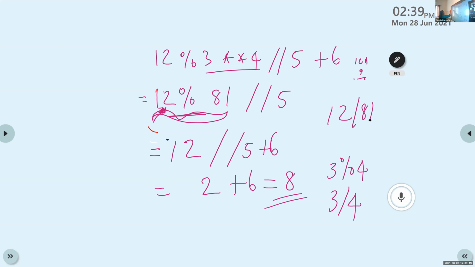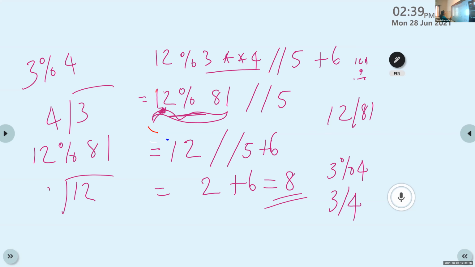Okay, so I will explain once again. 3 mod 4 means 3 divided by 4. Then the same way, 12 mod 81 means 12 divided by 81. Is it correct, Kevin? Yes, ma'am. So the remainder is 12. Now it's okay. Yes, ma'am. Okay.